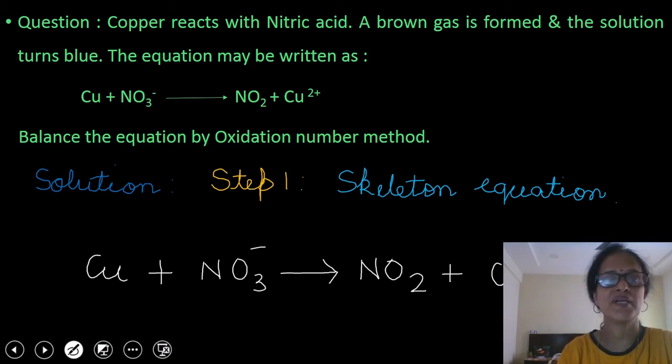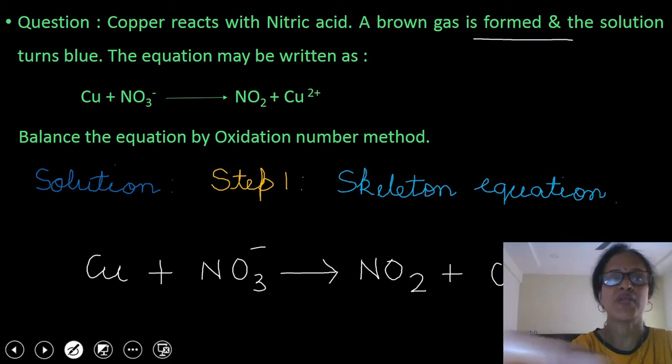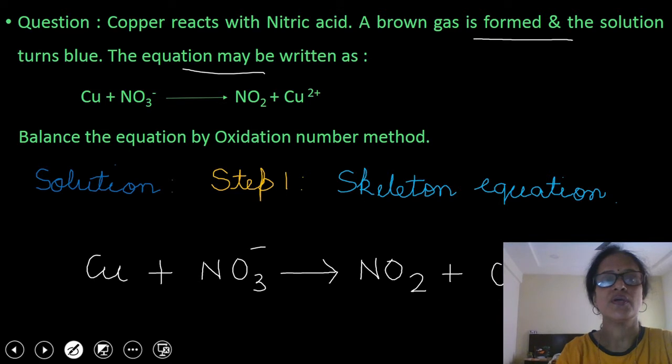The first example is copper reacting with nitric acid. A brown gas is formed and the solution turns blue. The equation is given to you. Copper reacts with nitric acid, so Cu plus NO3 minus. NO3 minus is the nitrate ion which comes from nitric acid. So Cu plus NO3 minus gives you NO2 plus Cu2+.